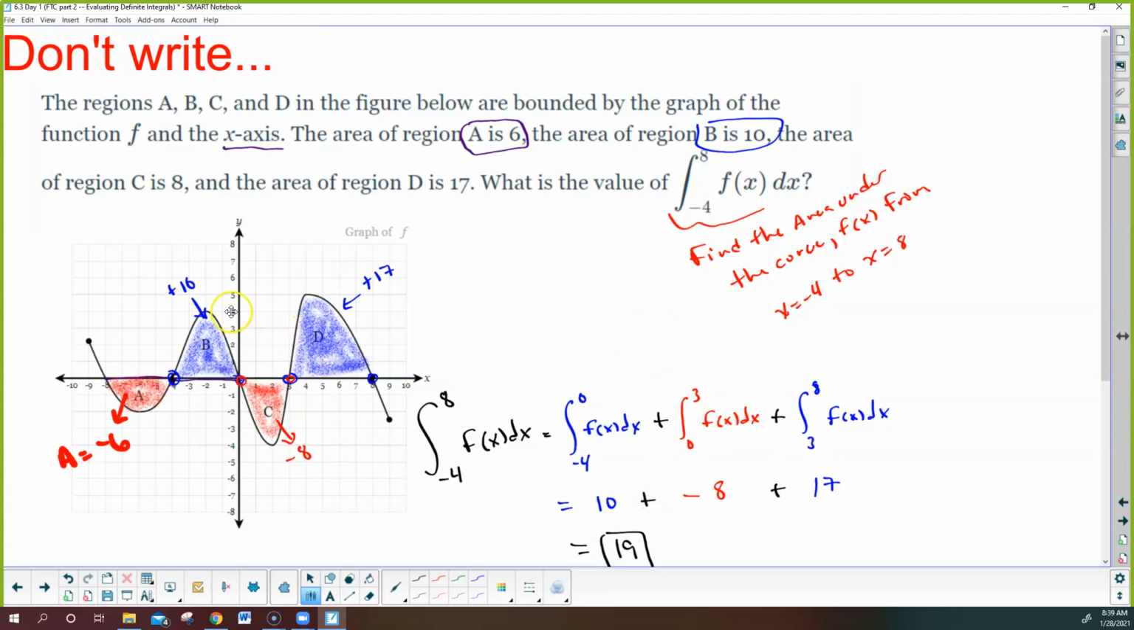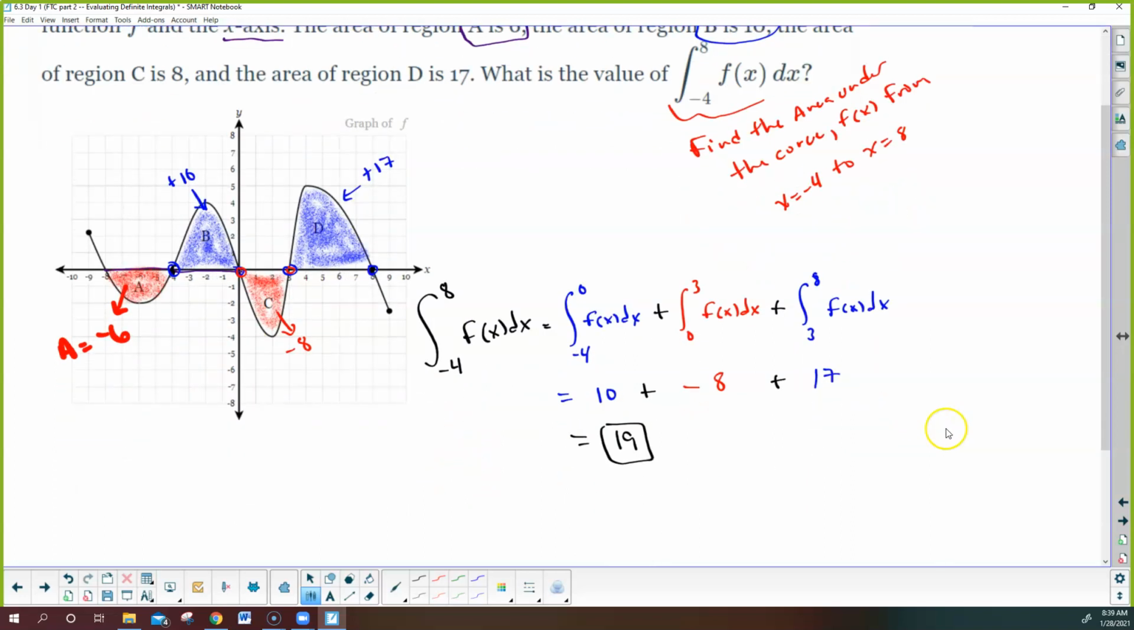So please, please, please don't just think of adding these up. Think of how the integral is broken down, because this is a very important property: you can represent the area under a curve from negative 4 to 8 as the sum of each individual piece. And you'll notice, where are the intervals? It's at the zeros, right? And I still cover the same ground. I go from negative 4 to 0, and then 0 to 3, and then 3 to 8. So I still cover all the area from negative 4 to 8. Okay? And that is the area under the curve, 19.